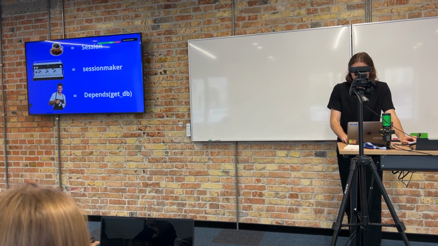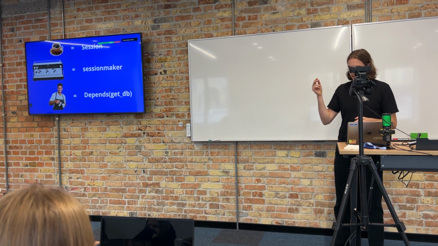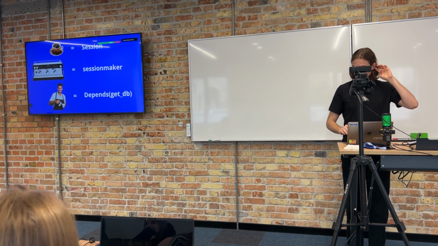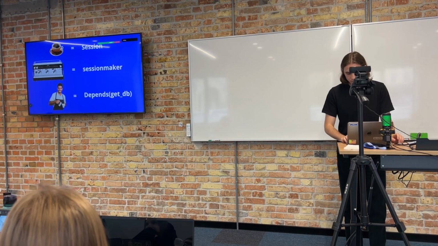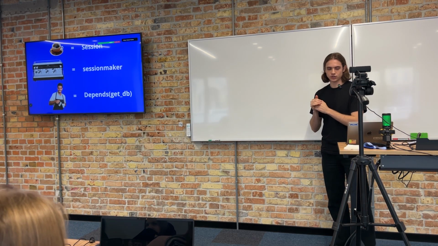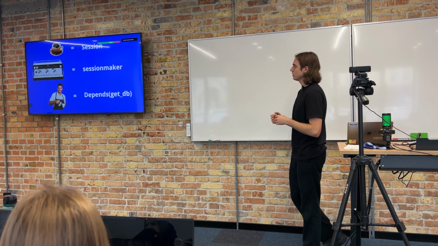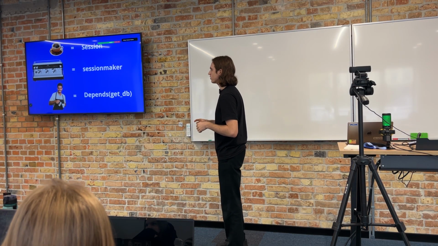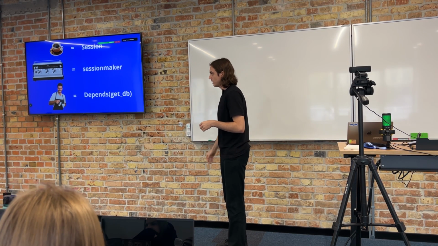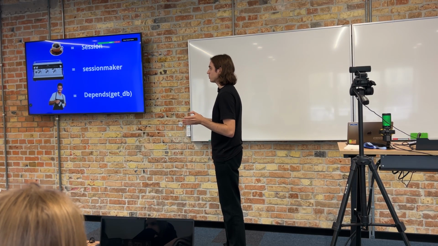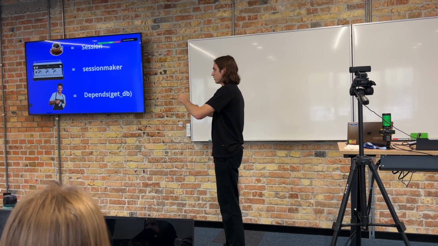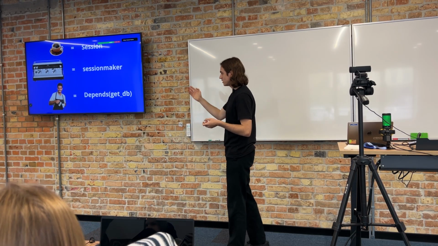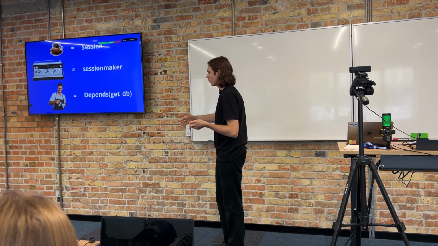So I have another analogy for you. I used Dima's previous analogy with coffee, but here you can see. So we have a session. Session is our cup of coffee. And we have the method sessionmaker. Sessionmaker is a factory of sessions. Basically it's a coffee machine, because sessionmaker makes us coffees. And Depends get_db is our barista. Why?